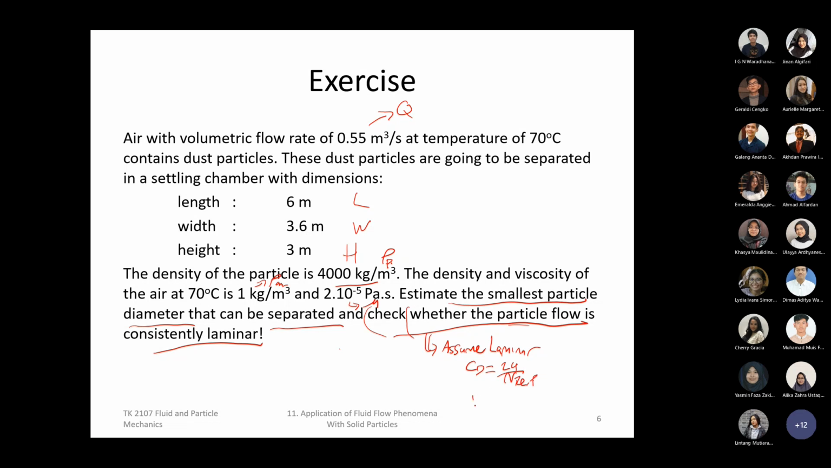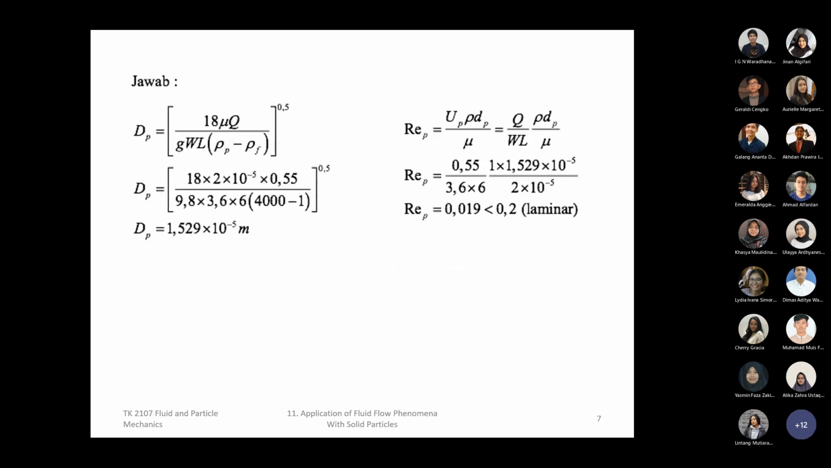Then you can assume the UT to be the Stokes law correlation. And then last step, reconfirm that you get the Reynolds particle to be within the laminar regime. Because again, this formula is only applied for laminar.